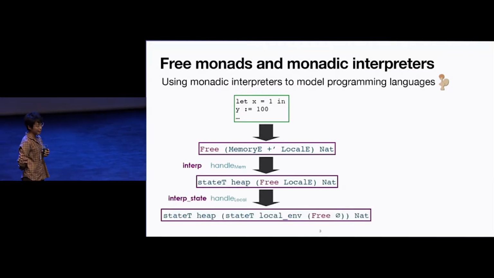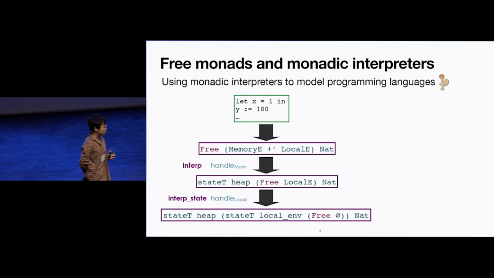Then we can give a full interpretation to the event by giving another layer, which, given that you know how to fold over the structure of a state T applied to a free monad, you can have an interp state function, get a handle of a local environment, and then the resulting monad would be a nesting of some state transformers, and then now you have the remaining free monad with no events left.